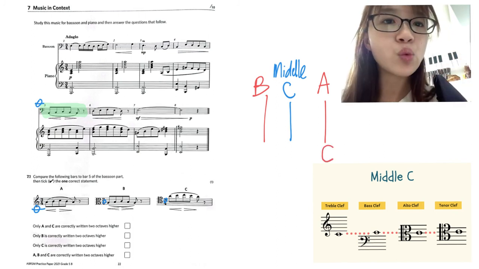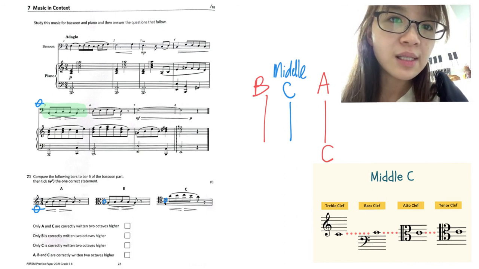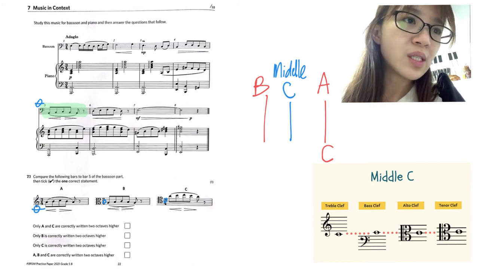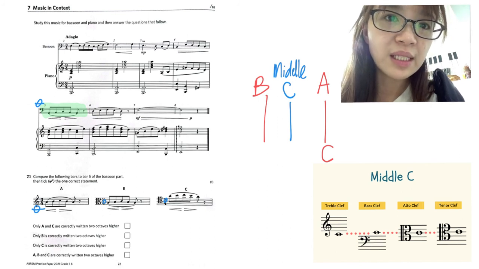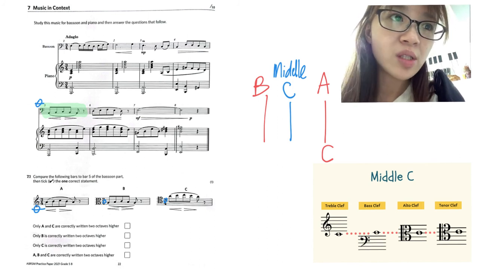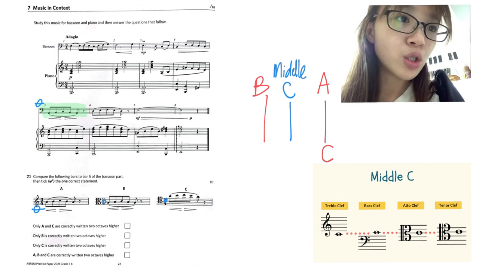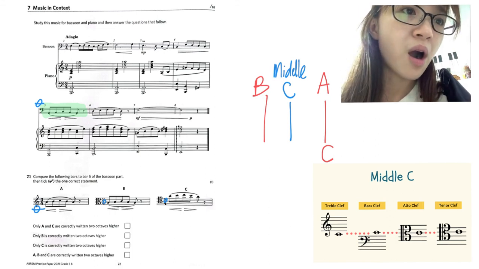Now let's see where bar 5 is. Bar 5 is C. You have one A here, you have another A. This one is not three steps down from the middle C, C, B, A. No, it's not the same position as this one. It's much lower, one octave lower. So this is bar 5.